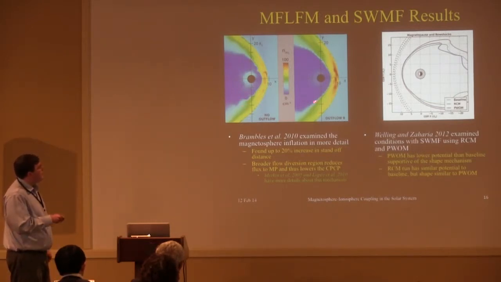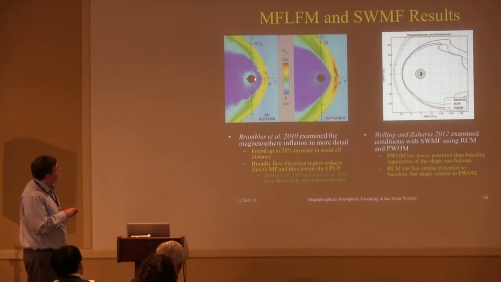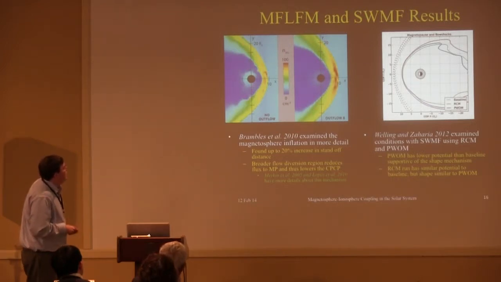So here's an MFLFM result from Brambles et al. 2010, which was using an empirical model regulated by DC Poynting flux in this case. This is a case without outflow, and this is a case with outflow. And you can see the standoff distance has increased. The magnetopause has moved out further by about 20%. And the magnetosphere has also become blunter compared to the simulation without outflow.